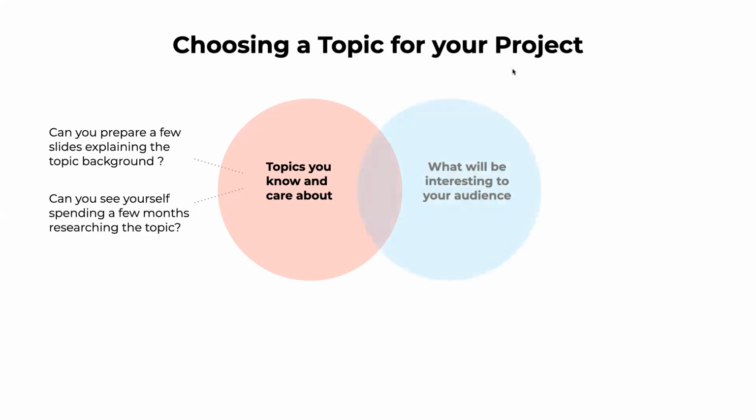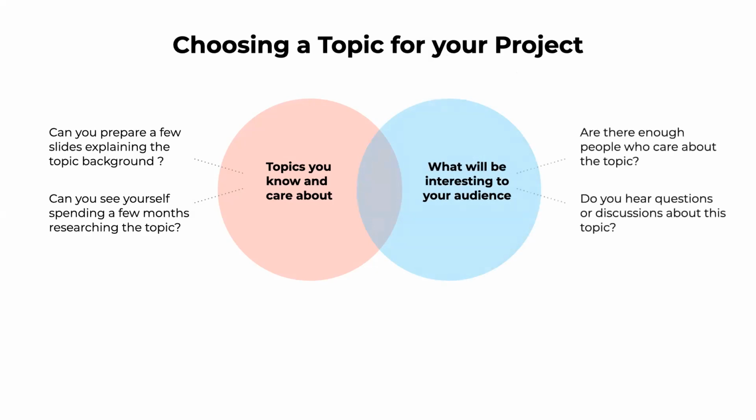The other part of it is that you want to find something that is interesting to your audience. Again, we talked about this a little bit last time. This is not necessarily a requirement for this specific project, but something to consider overall. You can actually think about how many people care about the topic. Or does your audience care about the topic? Or do you hear this being discussed and people worried or concerned or interested in the topic?